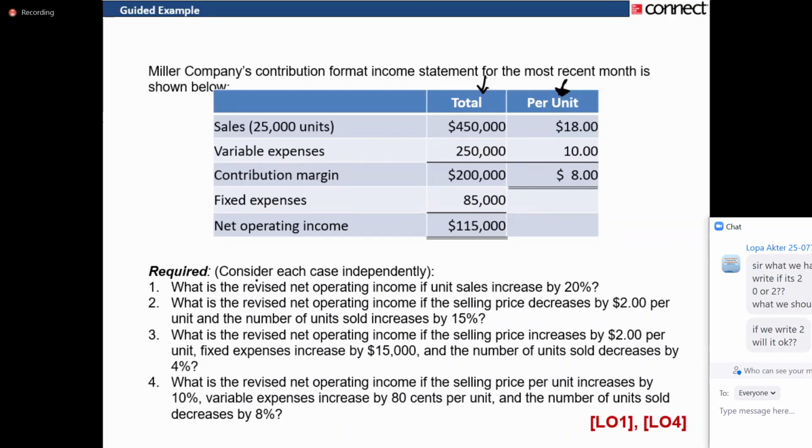Okay, next. What are the requirements? Note that they have mentioned to consider each case independently. What does it indicate? The information given in requirement 1 should not be applicable in requirement 2, and the information given in requirement 2 will not be applicable in requirement 1. So each of these cases is different. Requirement 1: what is the revised net operating income if unit sales increase by 20%?